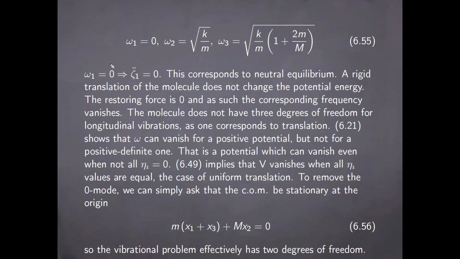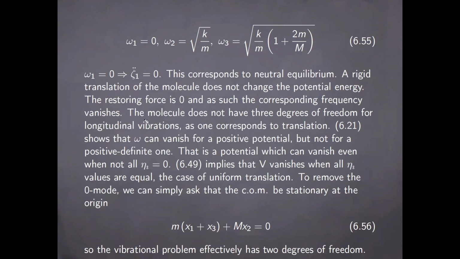Now if we look at the first one, the fact that the frequency is 0 implies that for this particular mode there is no acceleration. So this corresponds to a situation of neutral equilibrium, which we mentioned earlier on in the discussion. And physically this corresponds to a rigid translation, because this is the kind of motion of the molecule that does not change its potential energy. For this kind of motion, the restoring force is 0, and as such the corresponding frequency of oscillatory motion vanishes.